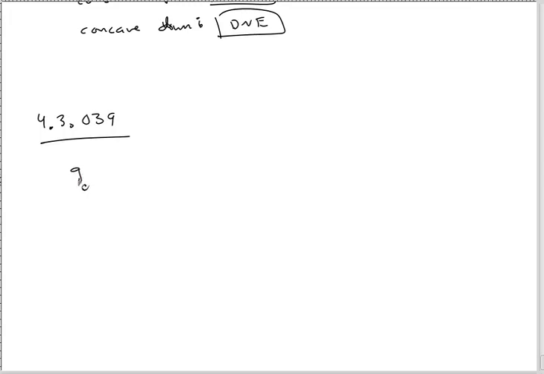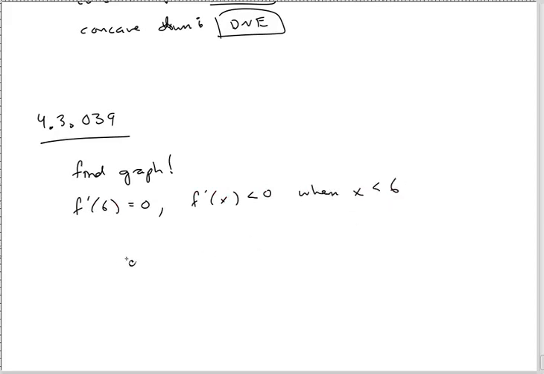Find the graph. Here we go. So I've got f prime of 6 is equal to 0. I've got f prime of x is less than 0 when x is less than 6. I've got f prime of x is greater than 0 when x is greater than 6. I'm just copying it verbatim, okay? F double prime of 3 is equal to 0. F double prime of 8 is equal to 0.